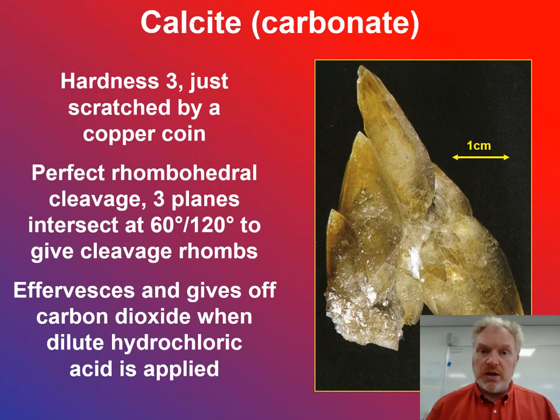A mineral we do see a lot is calcite. Calcite is the main constituent of rocks like limestone, and it's got several very distinctive properties. It's hardness of 3. So it's softer than a coin, harder than a fingernail. Its cleavage is distinctive because it gives rhombus-shaped cleavage patterns. So you've got 3 planes of cleavage, all of which are at 60 degrees to each other.